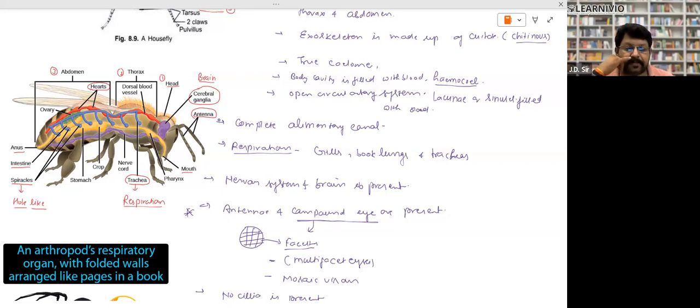Next point. Antenna and eyes are present as sensory organs. Full stop.